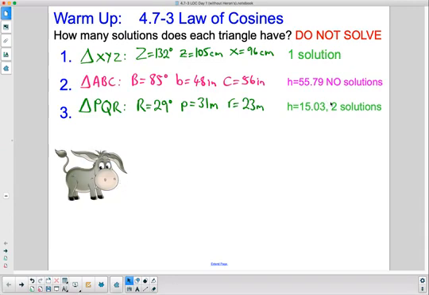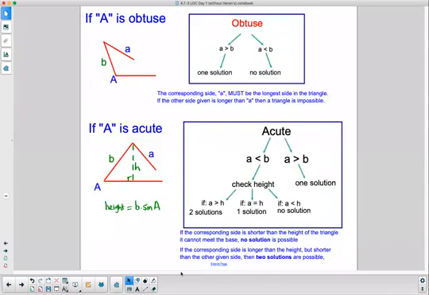In the notes, there's how to solve this entire triangle, but I'm not going to go over that now. Today, we've only got one day on the law of cosines, and that's what we're going to focus on. There's the flow chart you would have used. I'm not going over that now. There's a separate video on that.